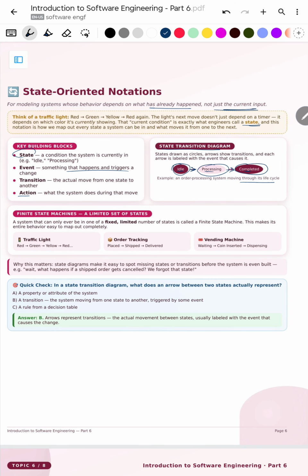Finite state machines, a limited set of states. A system that can only ever be in one of a fixed limited number of states is called a finite state machine. This makes its entire behavior easy to map out completely. Finite state machine means what? Basically it is having limited number of states, so we can easily complete its life cycle series.